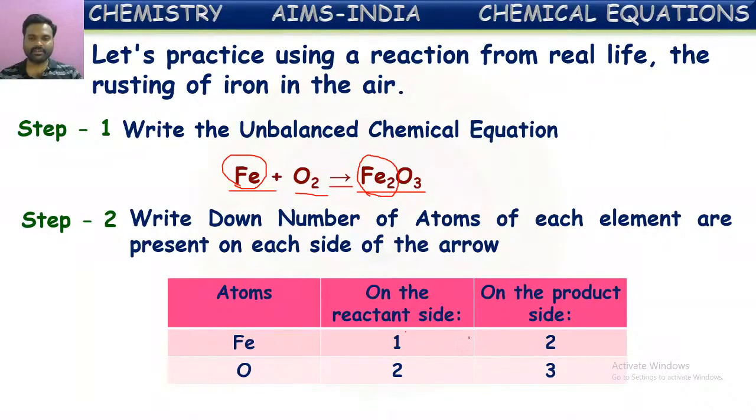So the number of iron atoms is not the same on both sides. If you look at oxygen atoms, there are two oxygen atoms on the reactant side. On the product side, there are three oxygen atoms. So the number of oxygen atoms is also not the same on both sides. Hence, it is an unbalanced equation. So we started with a chemical equation that is unbalanced initially, and we calculated the number of atoms of all the elements on both sides. We came to know it is unbalanced. So let us go to the next step.